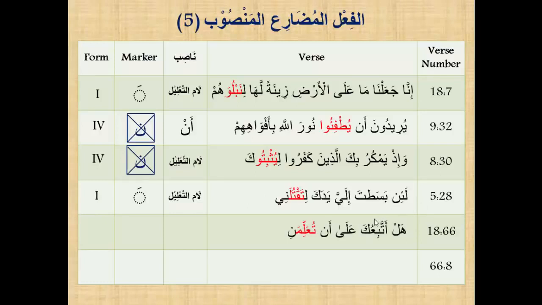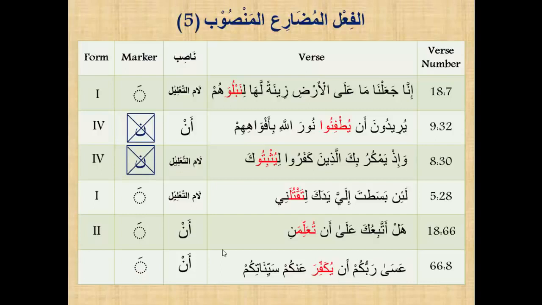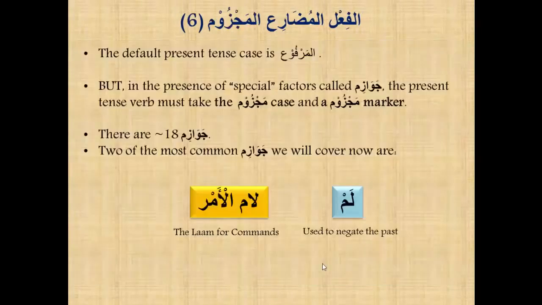هَلْ أَتَّبِعُكَ عَلَىٰ أَنْ تُعَلِّمَنِ. We have an followed by fi'l mudari' mansub, tu'allim, tu'allima. We see the fatha, that is the marker, and this is an example of a form 2 verb, the shadda: 'allama yu'allimu tu'allimu. Finally, عَسَىٰ رَبُّكُمْ أَنْ يُكَفِّرَ عَنْكُمْ سَيِّئَاتِكُمْ. We have the nasib an followed by al-fi'l al-mudari' al-mansub yukaffira with the marker fatha. This is again a form 2 verb because of the shadda: kaffara yukaffiru at-takfir. So that's that for the mansub case ending.